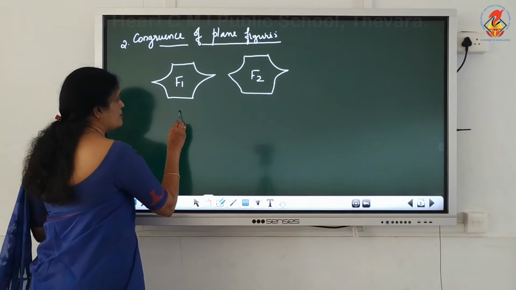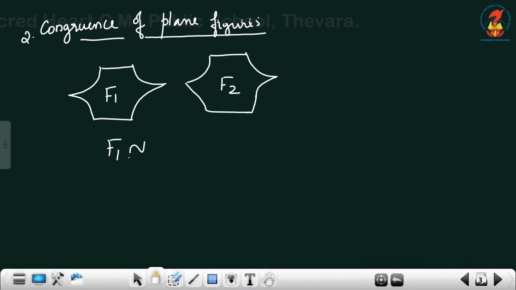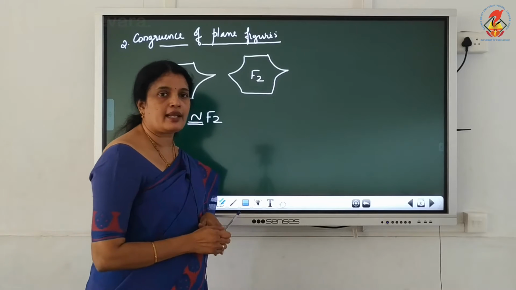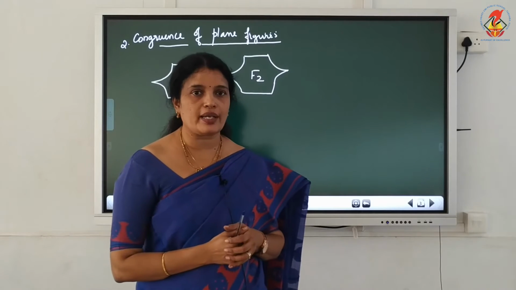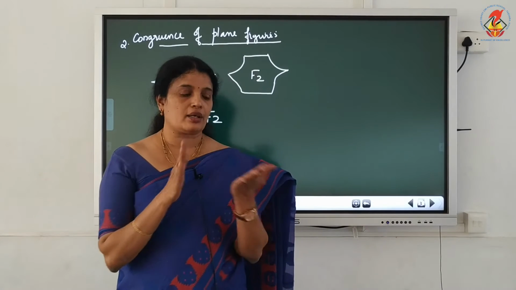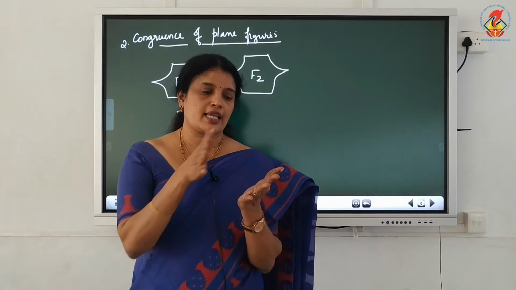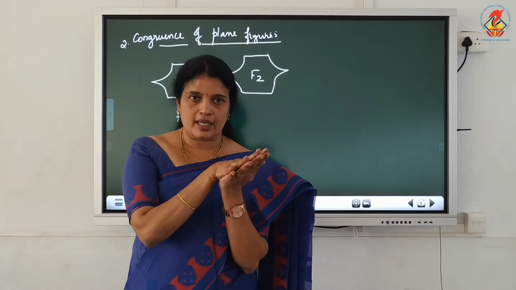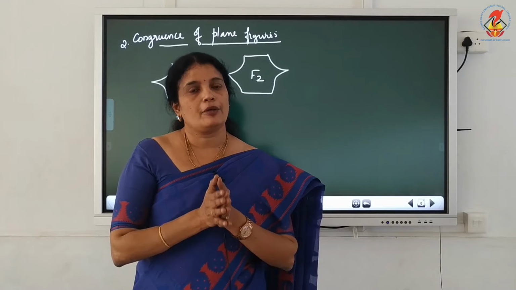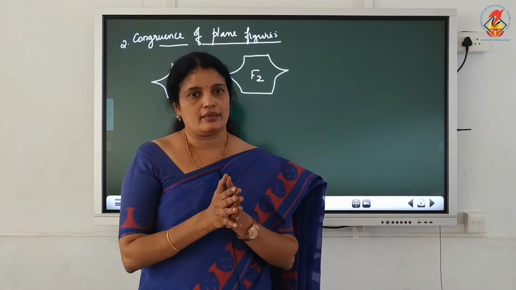Then how can you write the symbolic form of congruent? F1 congruent to F2. Clear? Then another example: are your hands congruent? Keep one hand on the other hand. You can rotate them, and there is no change in the shape and size. Your hands are also congruent.